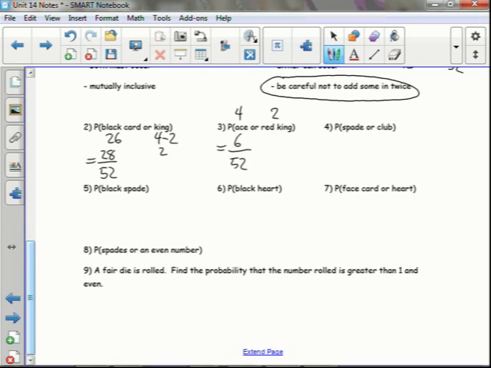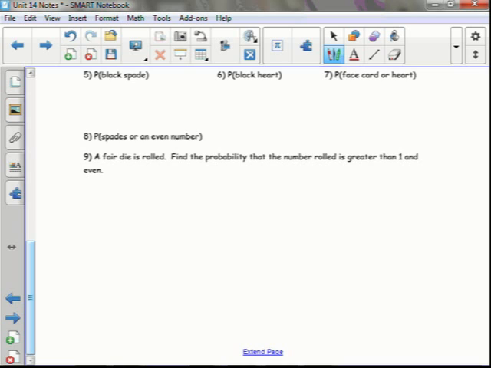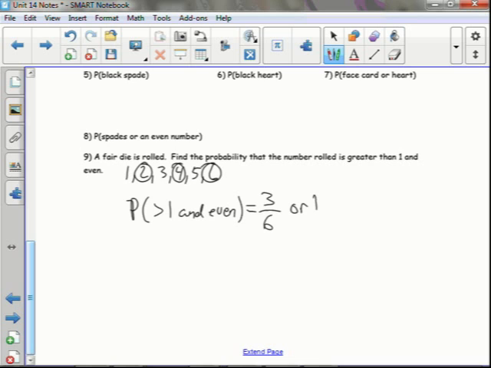All right, so a fair die is rolled. On a die, you have 6 sides: 1, 2, 3, 4, 5, and 6. Find the probability that the number rolled is greater than 1 and even. So probability that the number is greater than 1 and even. That probability is, well, how many are greater than 1? 1, 2, 3, 4, 5, and even 2, 4, and 6. That's 3 out of 6, or we could write that as 1/2. Okay?